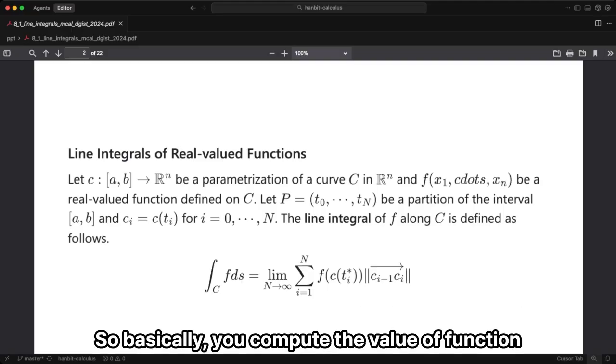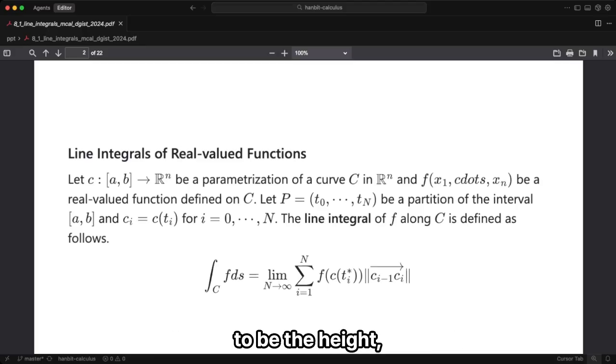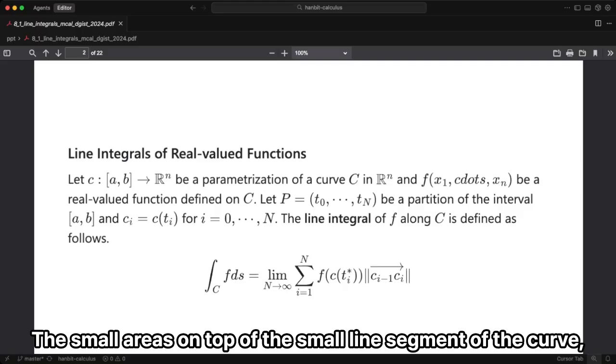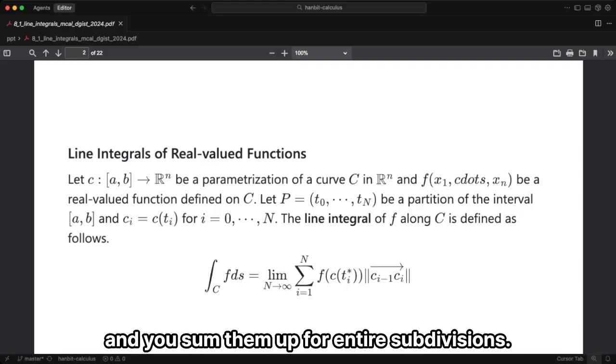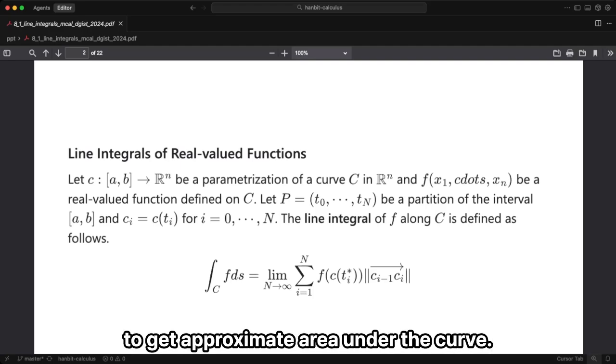So basically you compute the value of the function times the length element, and if you take the value of the function to be the height, then it's basically the small area on top of the small line segment of the curve, and you sum them up over all subdivisions. There are n subdivisions, and you sum them all together to get the approximate area under the curve.